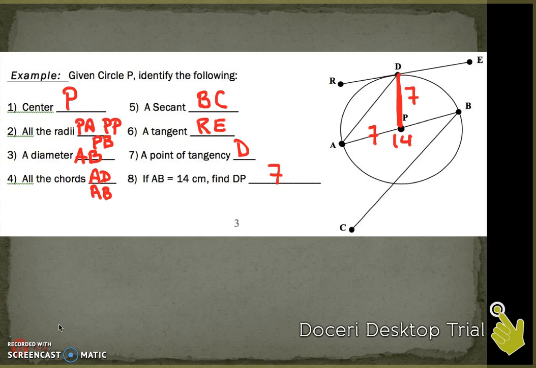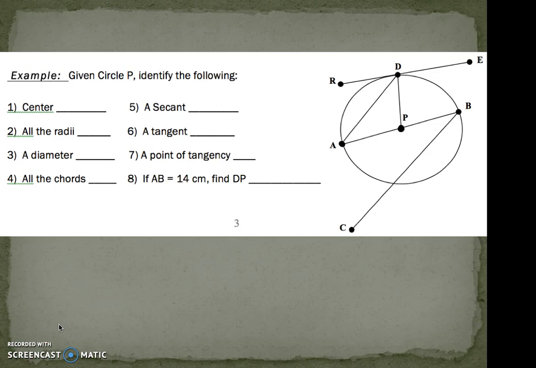So those are the pieces of the circle. If you identified those well, that is awesome. If not, then make sure you take some time and look those over because you will need to know them as the unit progresses.